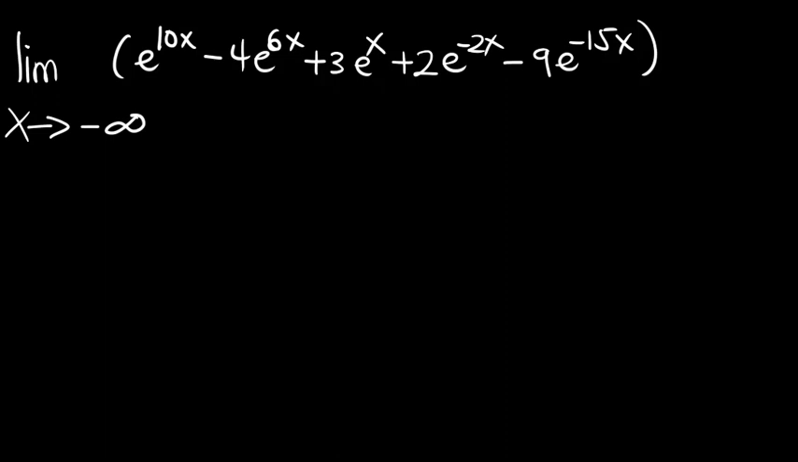So in this video, we are still going to continue solving questions under limits at infinity. Okay, so let's look at this question here. We have to compute the limit of e to the power 10x minus 4 e to the power 6x plus 3 multiplying e to the power x plus 2 multiplying e to the power minus 2x minus 9 multiplying e to the power minus 5x as x approaches minus infinity.